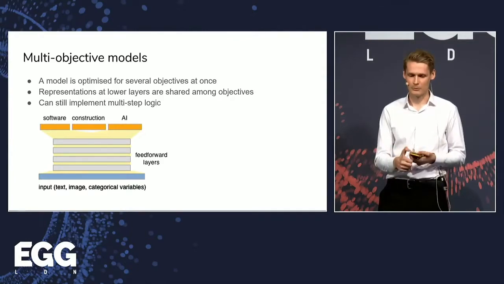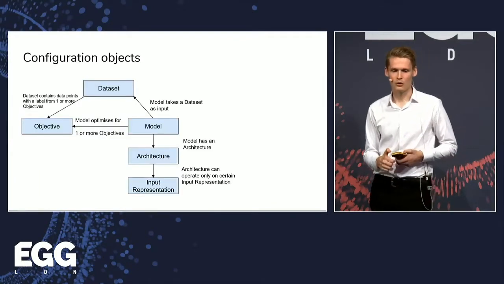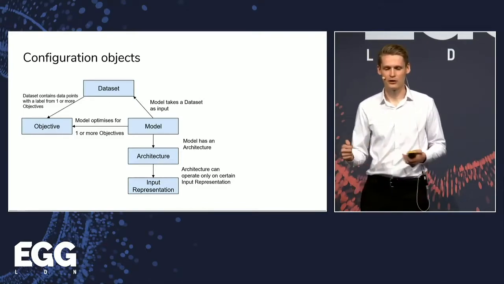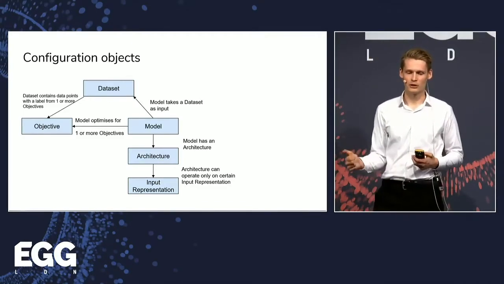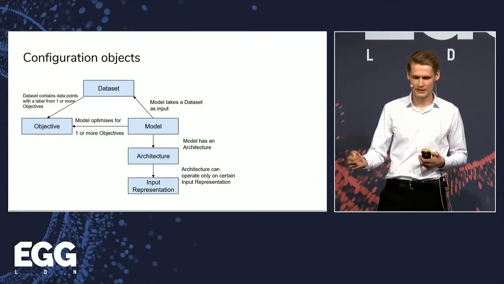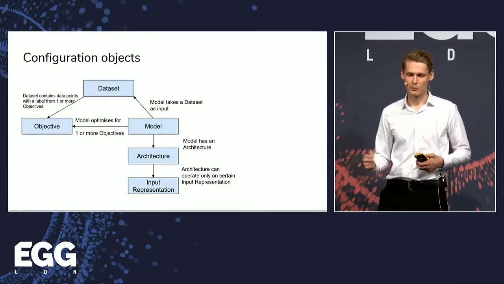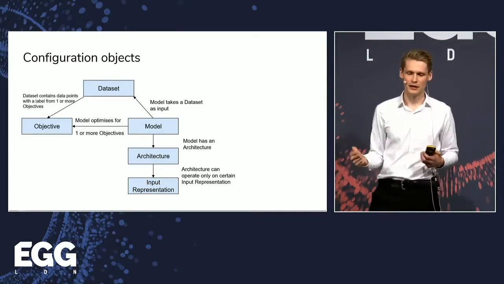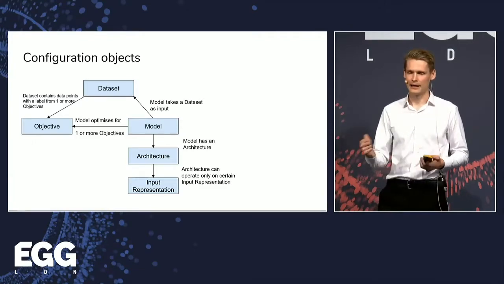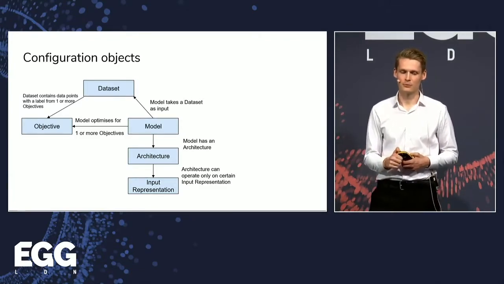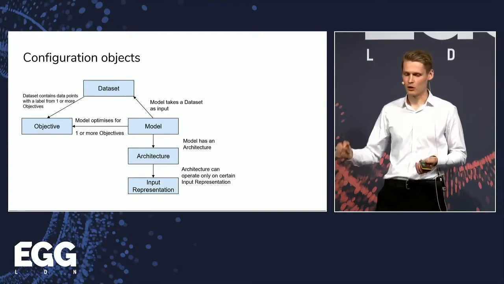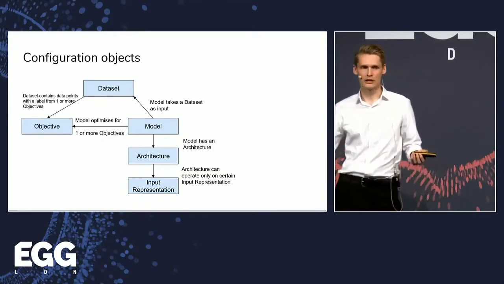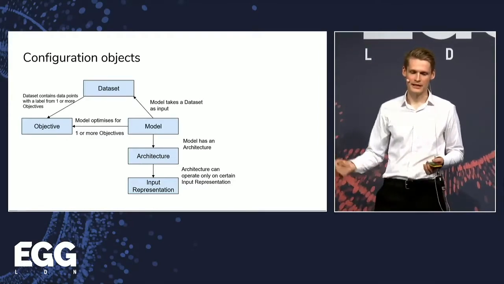So I propose that you define these simple configuration objects, which later your pipeline uses. At the core, there's a model configuration, which is configured to use a dataset configuration object. The model is optimized for one or more training objectives, and the dataset contains data points with labels from one or more training objectives. The model also has one architecture. This could be LSTM, logistic regression, transformer, and is able to operate on certain kinds of input representations.